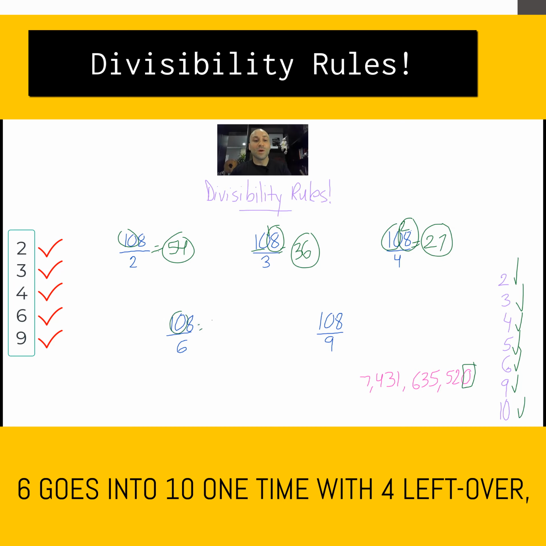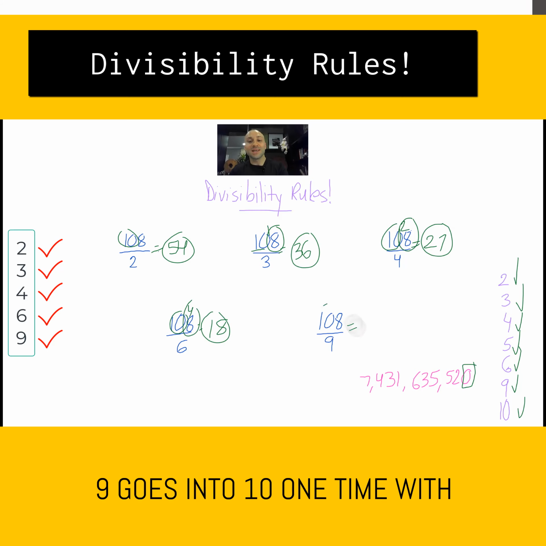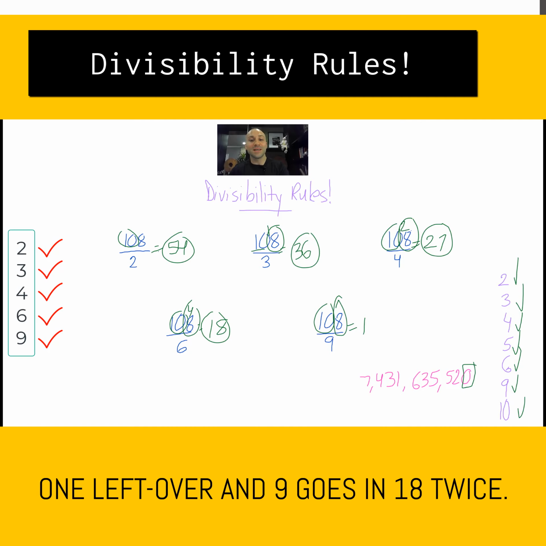6 goes into 10 one time with 4 left over, and 6 goes into 48 8 times. 9 goes into 10 one time with 1 left over, and 9 goes into 18 twice.